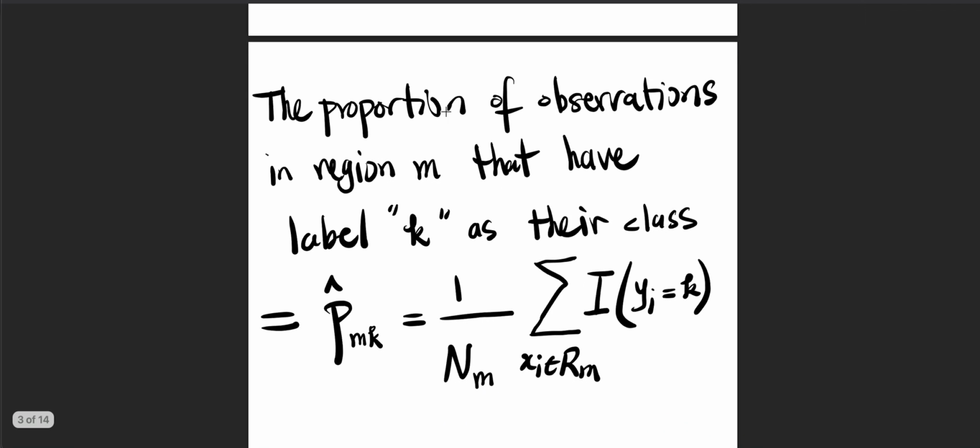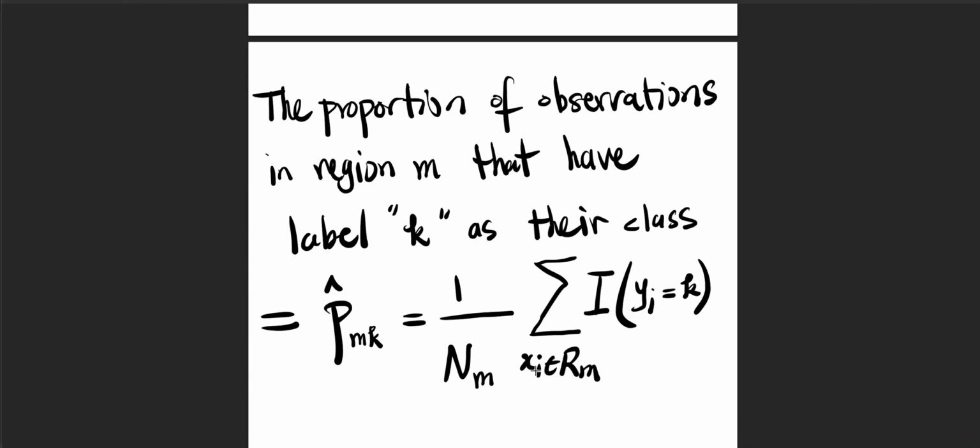And then the proportion of observations in region M that have label little k as their class, we call it p hat mk. So we stratify the space into these regions for the tree, and for each of these regions, let's say region M, we see how many observations have label little k. That will be p hat mk, and essentially it is one over the total number of observations in region M, big N M, and here we are summing over all the observations in region M, but only those for which their corresponding label is k. So this is an indicator function. This indicator function is 1 when yi is equal to k, and it is 0 otherwise.